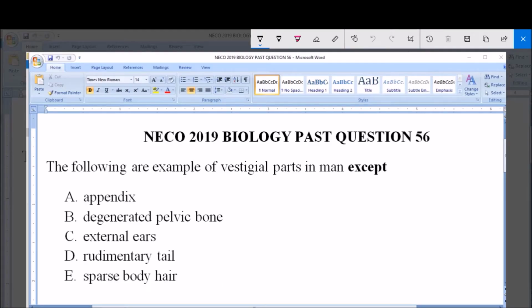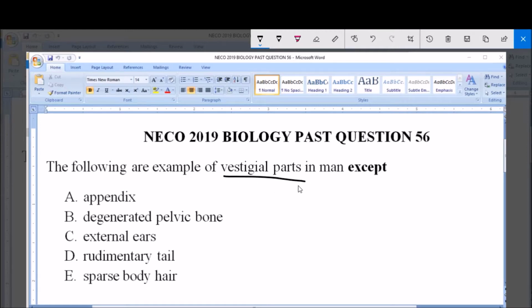I'll be answering NECO 2019 Biology Past Question 56. The following are examples of vestigial parts in man except: A. Appendix, B. Degenerated pelvic bone, C. External ears, D. Rudimentary tail, and E. Sparse body hair.